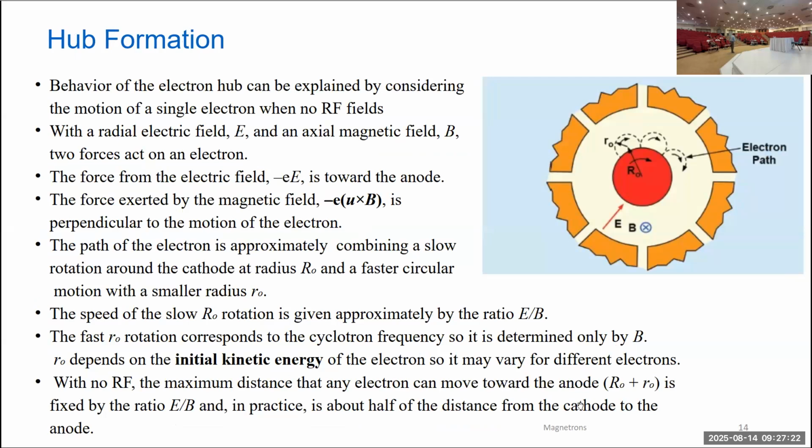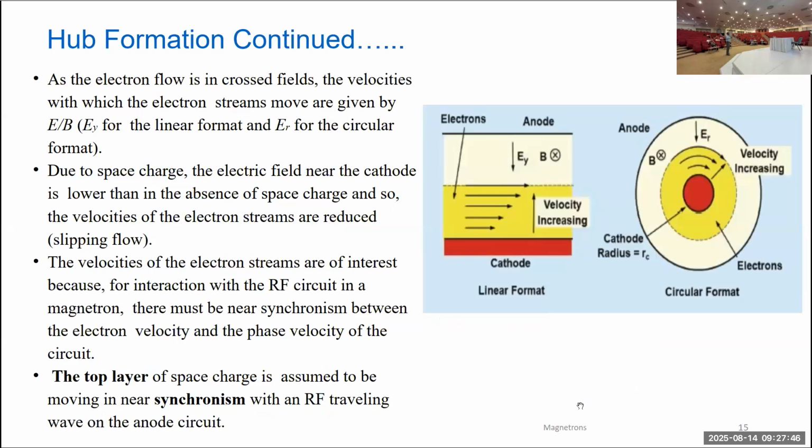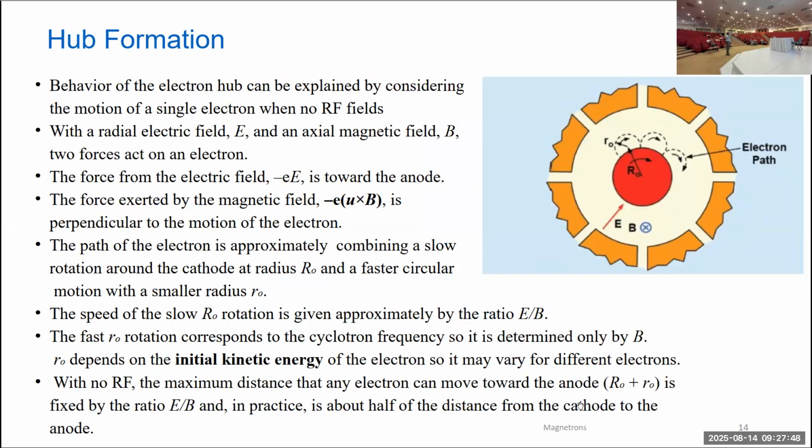R0 is the radius of the inner cylinder, whose outer surface acts as a cathode which emits electrons. When electrons are emitted, they perform cyclotron motion, like this one, all around this periphery.